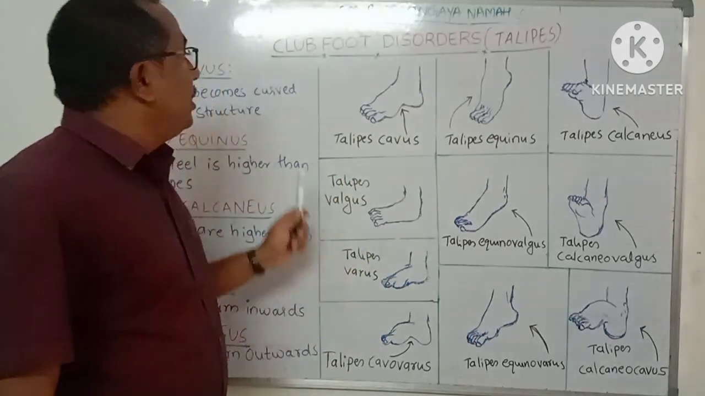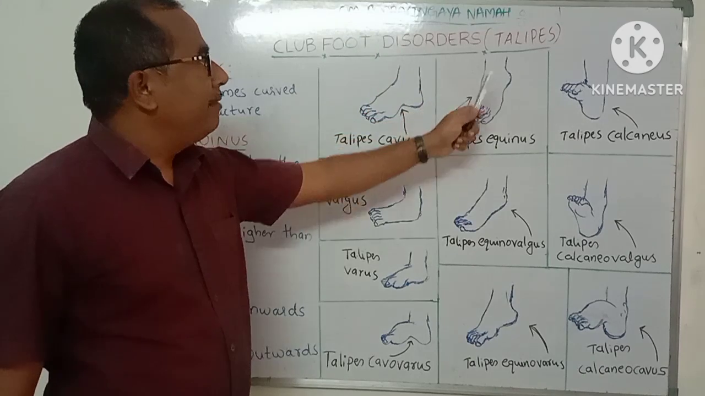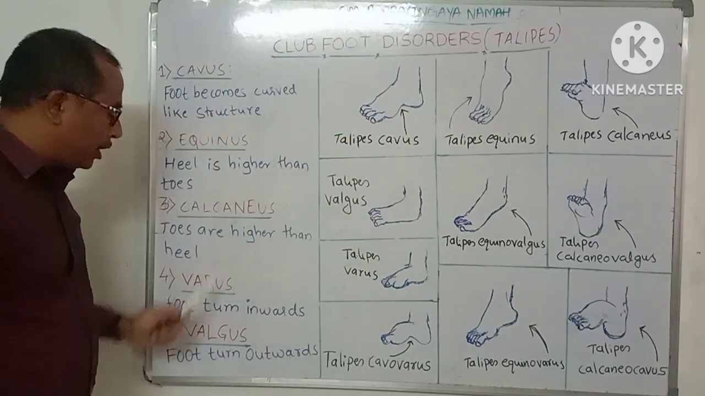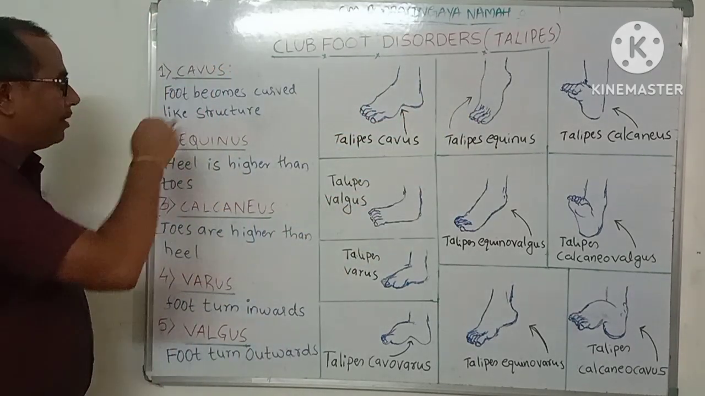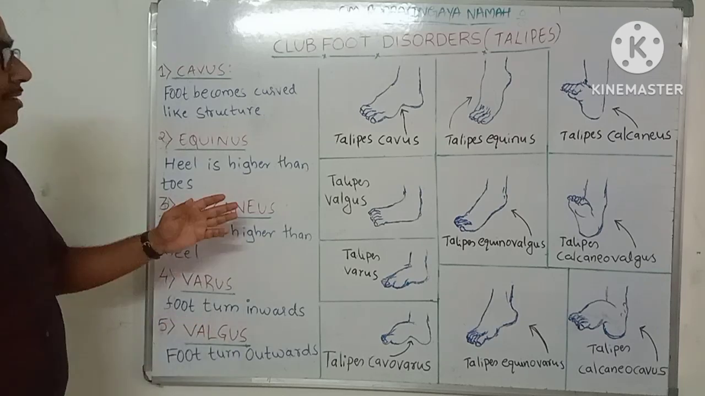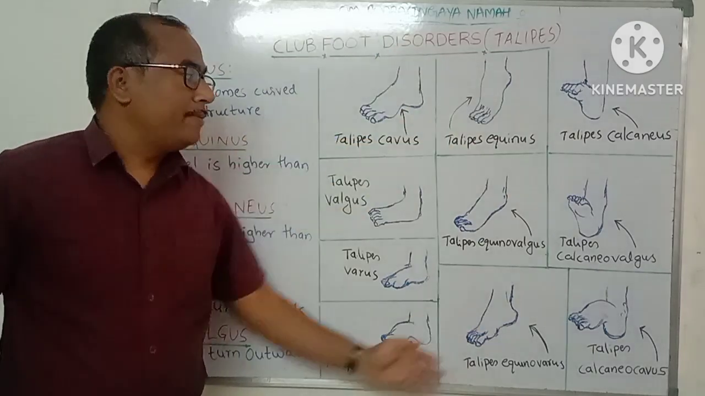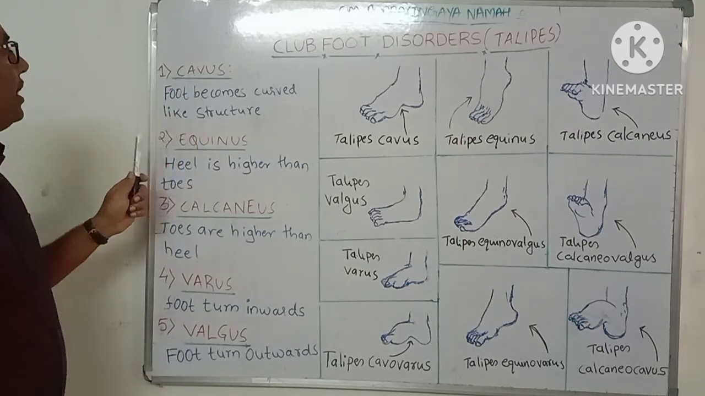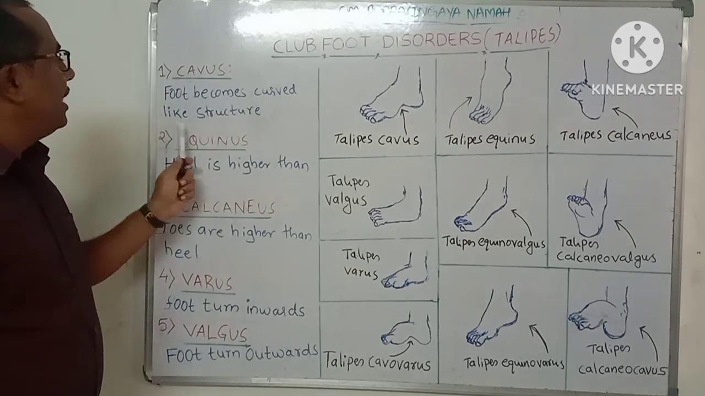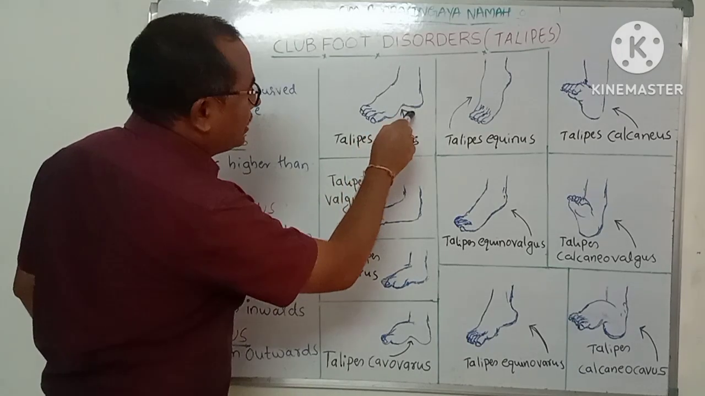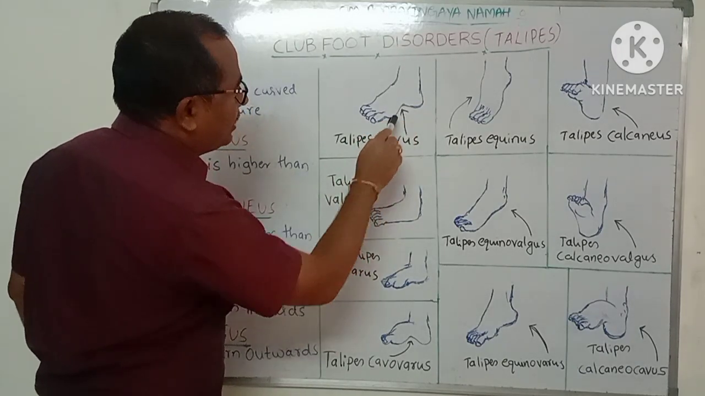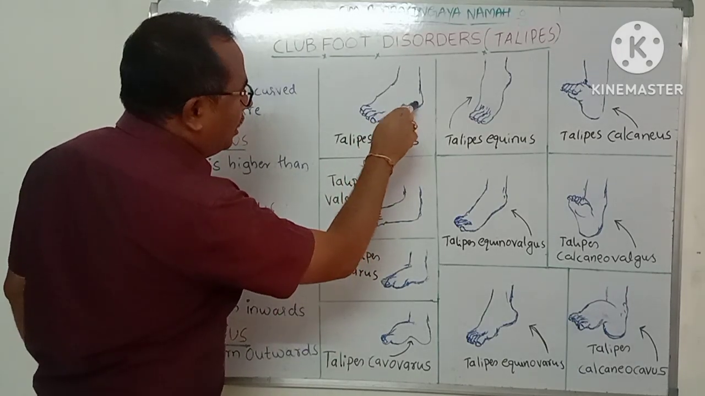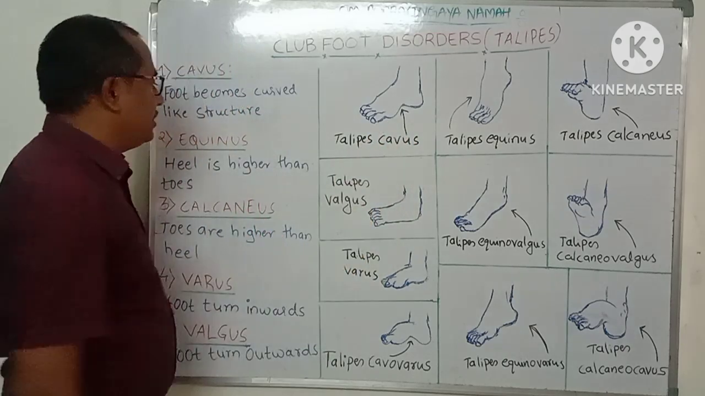In order to understand the club foot disorders very well, you need to understand these terminologies. If you are able to make out these terminologies, then you can easily understand the different types of club foot. First one is cavus. What is cavus? Foot becomes curved like a structure. When the foot becomes curved like this, it is called cavus.